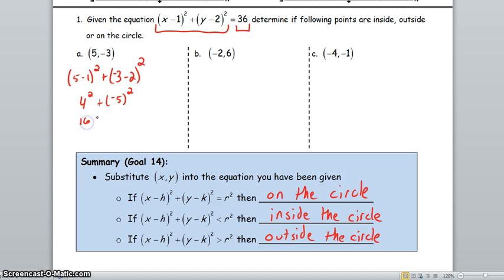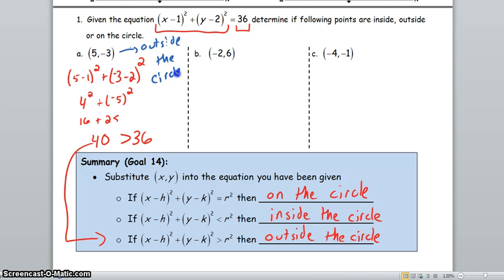That's 16 plus 25. That gives me 41. 41 is bigger than 36. Because it's greater than, that falls in this last category. This point, 5, negative 3, must lie outside the circle. I want you to try the same thing with the last two problems, please.